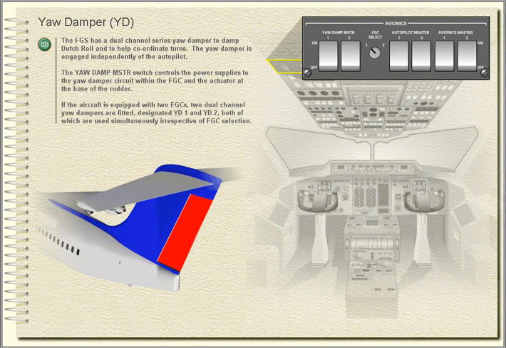Yaw damper. The FGS has a dual-channel series yaw damper to damp Dutch roll and to help coordinate turns. The yaw damper is engaged independently of the autopilot. The yaw damp master switch controls the power supplies to the yaw damper circuit within the FGC and the actuator at the base of the rudder. If the aircraft is equipped with two FGCs, two dual-channel yaw dampers are fitted, designated Yaw Damper 1 and Yaw Damper 2, both of which are used simultaneously, irrespective of FGC selection.